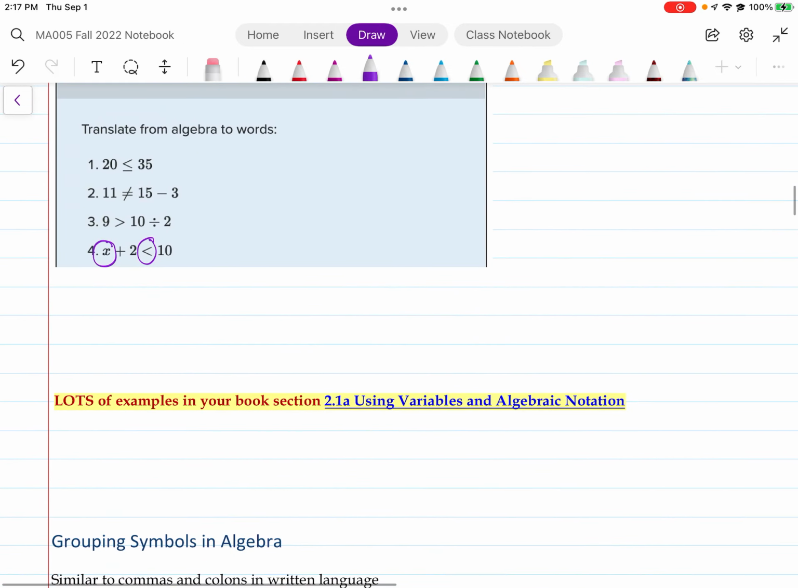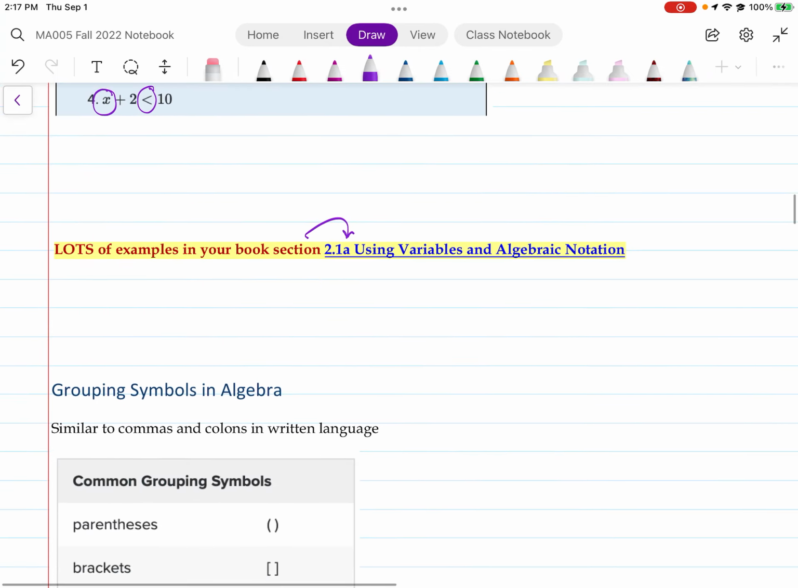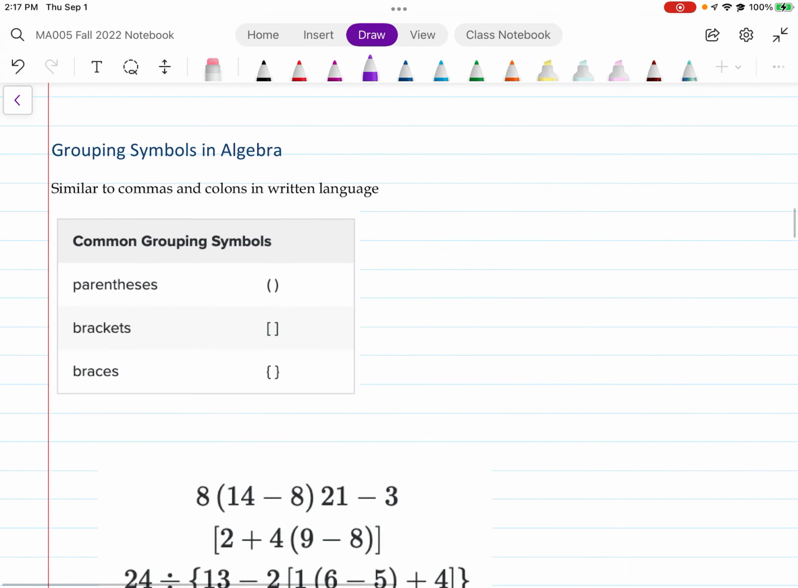All right, so there are lots of examples in your book. Right here, I've even got the link in this section, 2.1a is where all of that was. Okay, so moving on to grouping symbols in algebra.